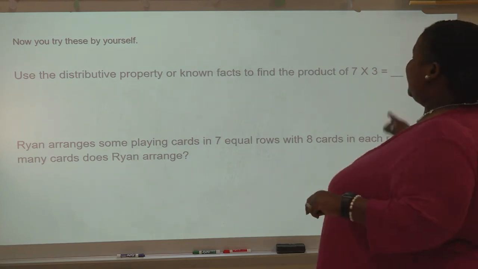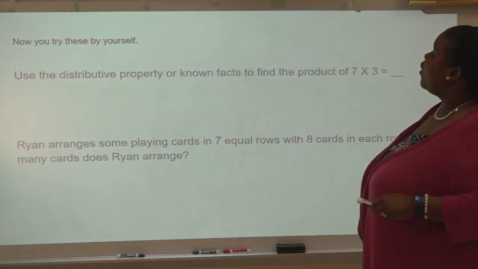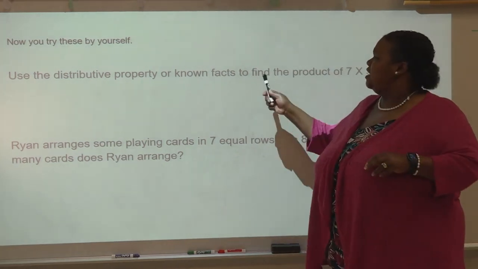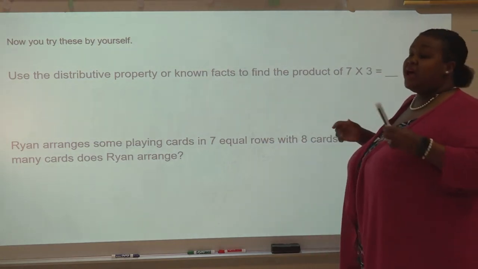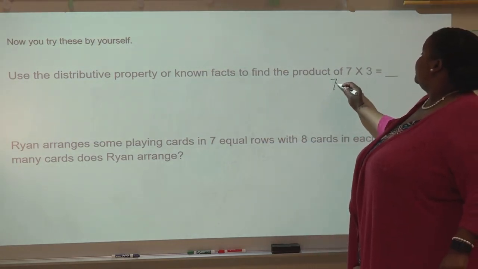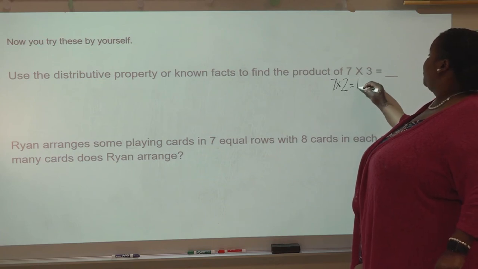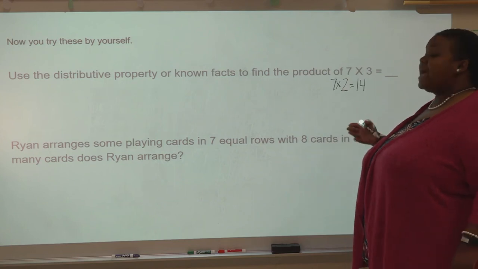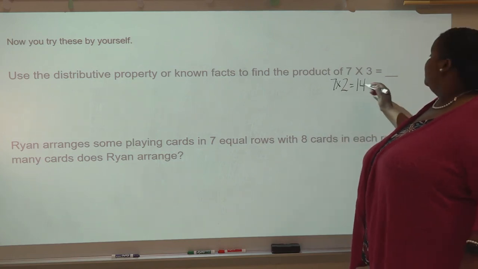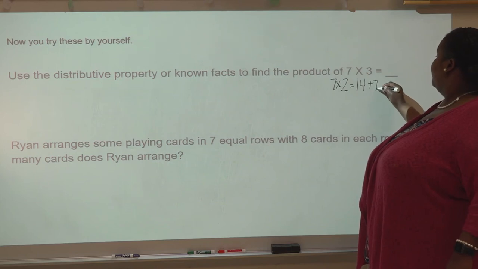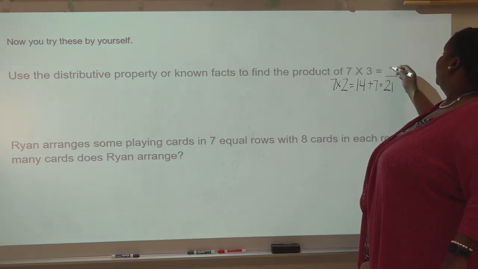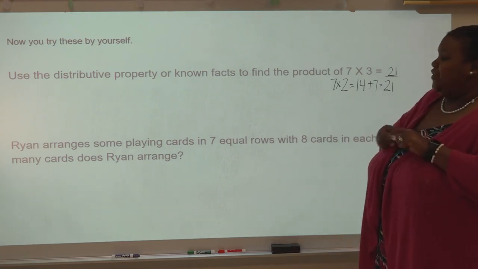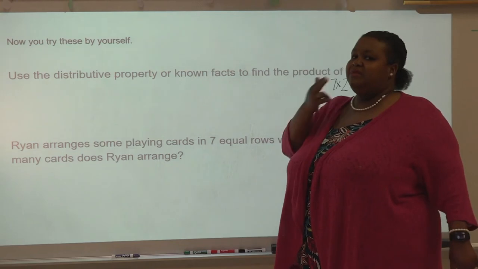All right, let's see. Use a distributive property or known fact to find the product of 7 times 3. I think I'm going to use a known fact for this one, because I know that 7 times 2 equals 14. So to find out what 7 times 3 is, I just need to add 7 more to it. 14 plus 7 would be 21. That lets me know that 7 times 3 equals 21. If you got that answer, kiss your brain.